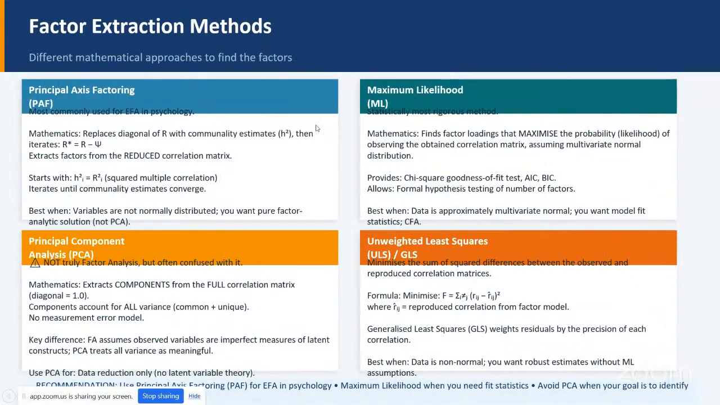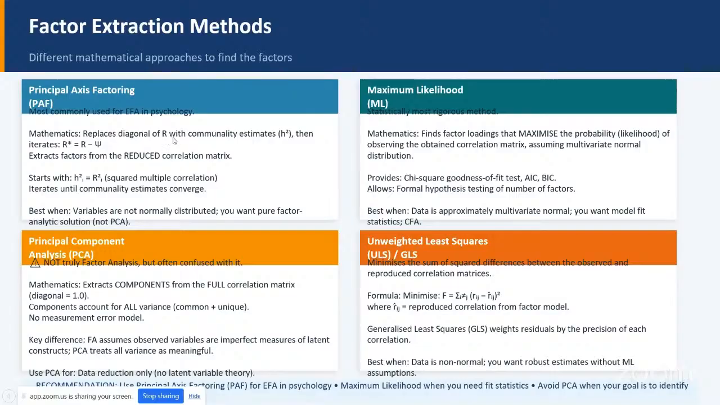So now the factor extraction. We have made the factors, then how do we extract them? We have mathematical approaches for this. First, principal axis factoring, that is PAF, most commonly used in EFA. I have explained why we use EFA: to explore new things and explore the structure, right? So this is the mathematical structure.